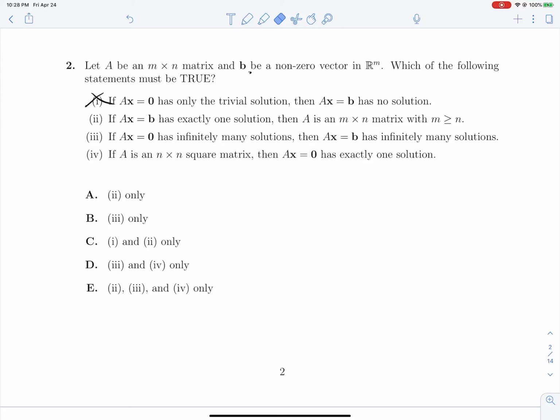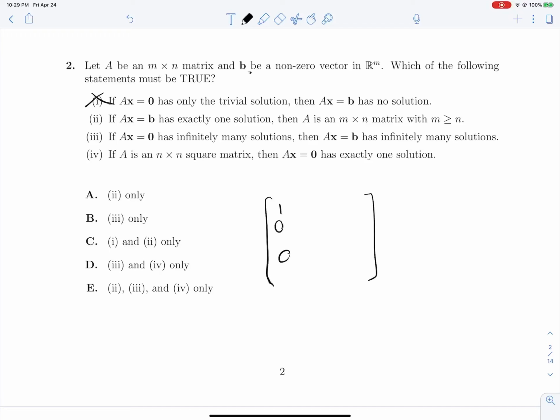If Ax equals b has exactly one solution, then A is an m by n matrix with m greater than or equal to n. So Ax equals b having exactly one solution implies that the transformation represented by the matrix A is 1-to-1. And in order for A to be a 1-to-1 transformation, what needs to happen? Well, the columns of A need to be linearly independent. And if the columns of A are linearly independent, what has to be true?